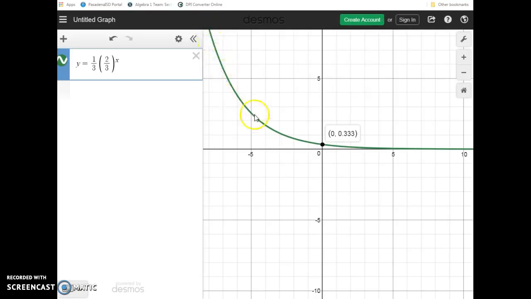This exponential function is decreasing, so it's a decay. Okay? It decreases from left to right. It's decreasing from left to right. Is the asymptote vertical or horizontal? What is this? Vertical or horizontal? This is horizontal. It is not vertical. This does not have a vertical asymptote.